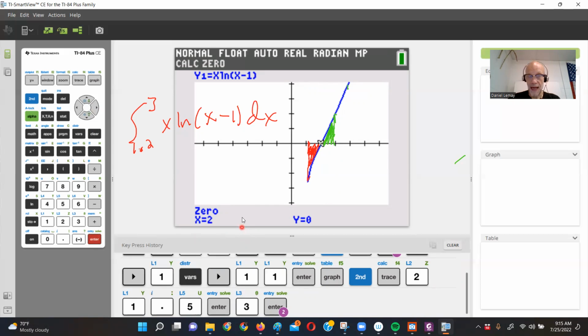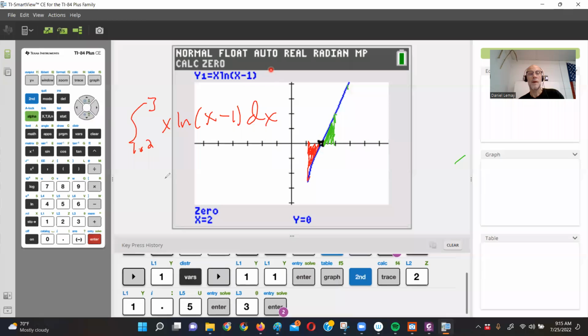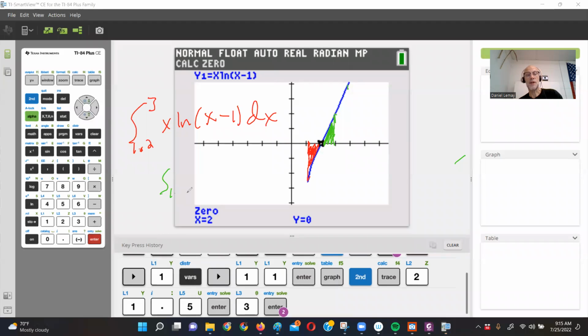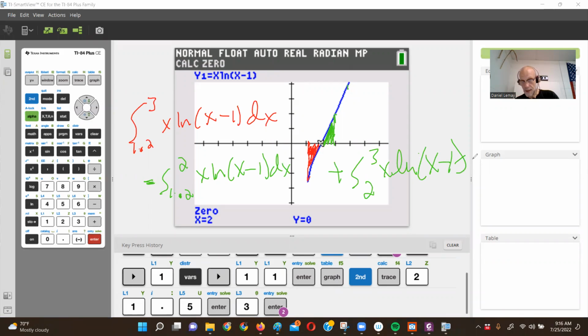So to do this by hand, I would have to do the integral from 1.2 to 2 of x ln x minus 1 dx. That's a negative area, so we have to make it negative. We calculate it, and it'll be a positive number, and that'll make it negative. And then plus we need to do the integral from 2 until 3 of x ln x minus 1 dx.